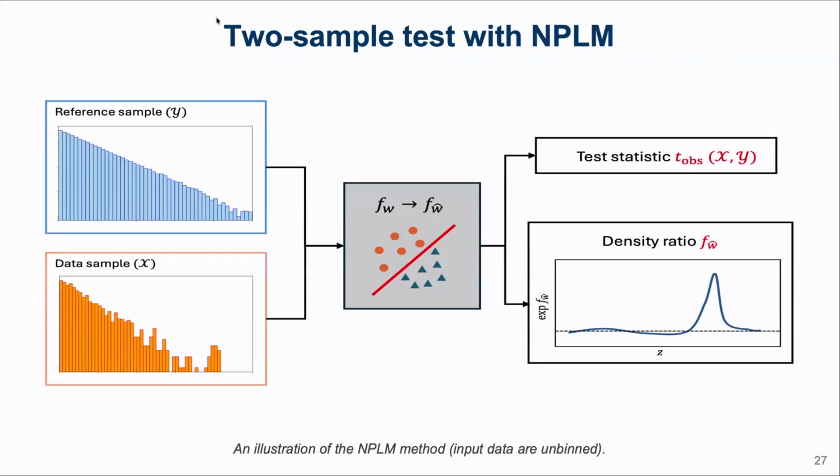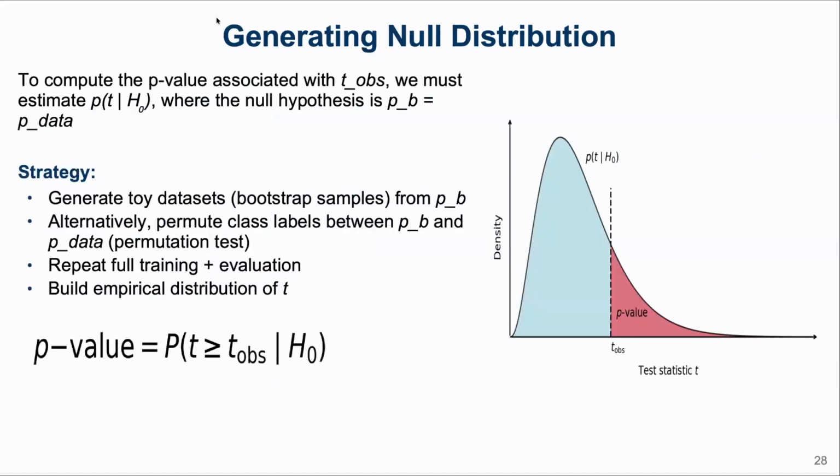Okay, so this is formalized in this MPLM framework. You have your reference sample, which in high energy physics is probably from a simulator. You have your observed data sample. You train a classifier to distinguish them, and it's going to learn this density ratio between those, and you use that to compute the test statistic. But of course, what do I do with that test statistic? In order to get a p-value, you have to understand the null distribution, right?